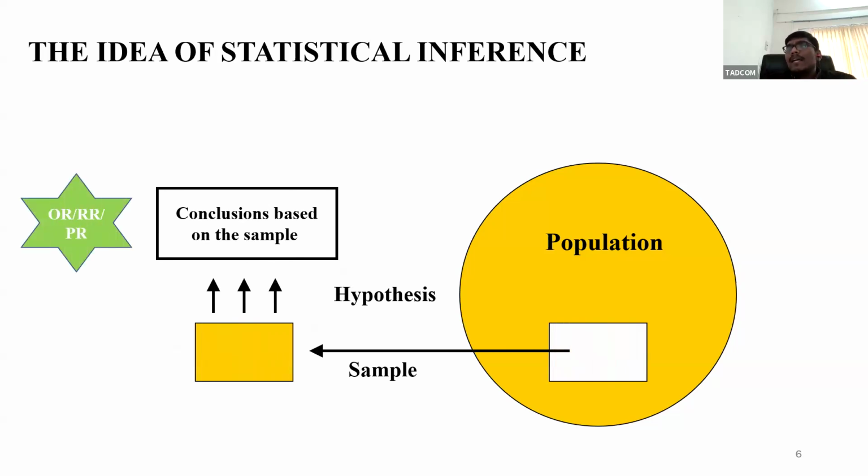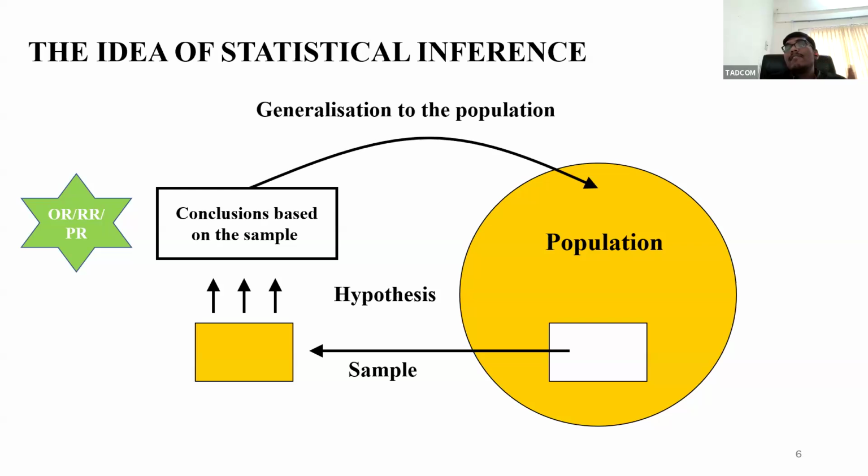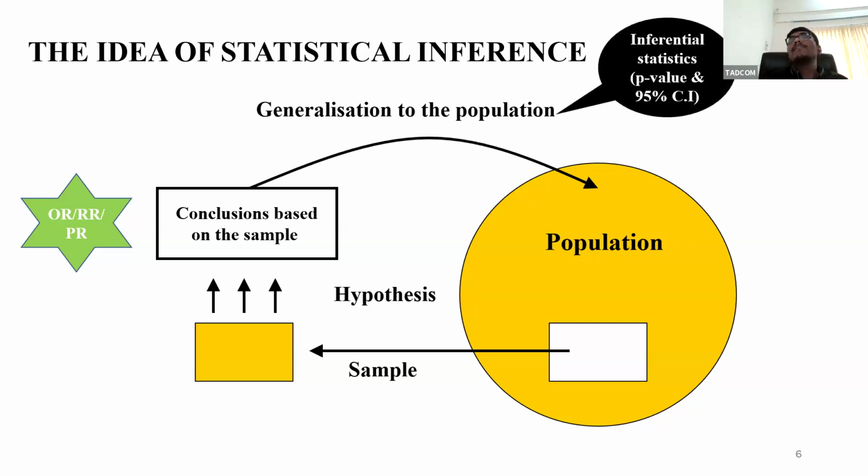We will be estimating the measures of association depending upon the study design. If it is a cross-sectional study, we will calculate the prevalence ratio. If it is a case control, we will go with odds ratio, and if it is a cohort study, we go with relative risk. Based upon our measures, we give the conclusion from our sample and generalize it to the total population. We do this based upon two parameters: one is calculating the p-value and the other is estimating the 95% confidence interval.